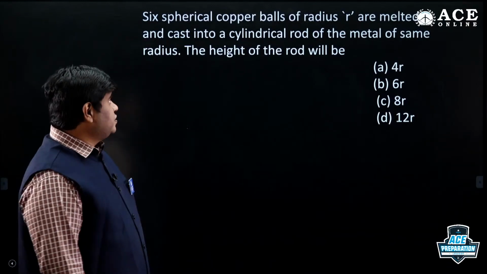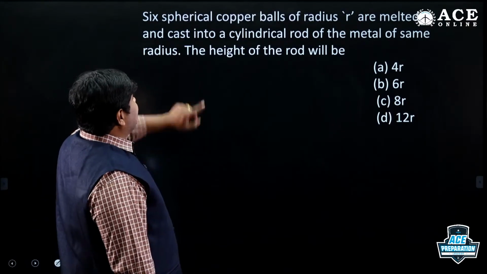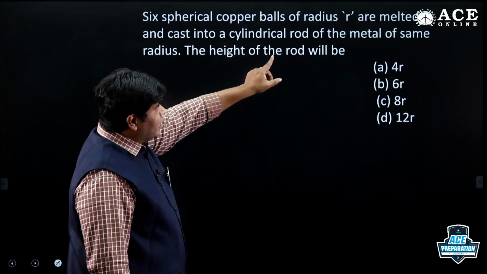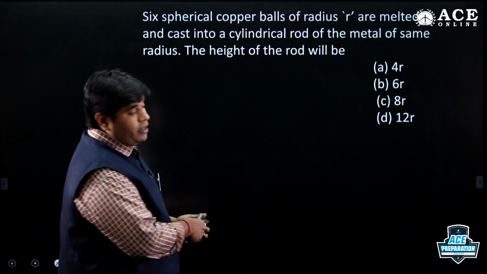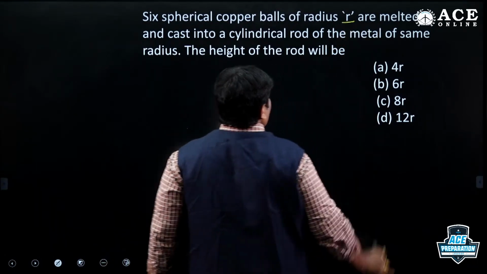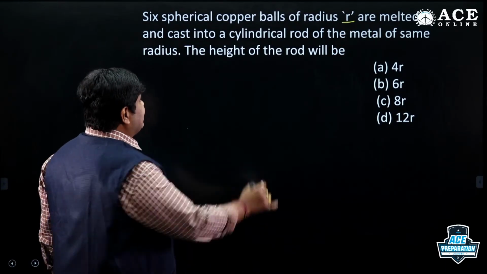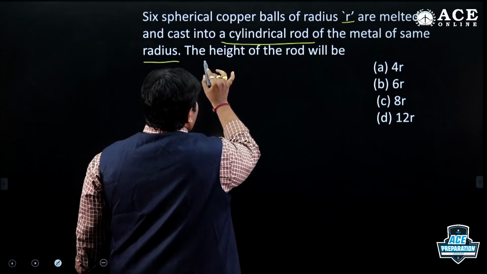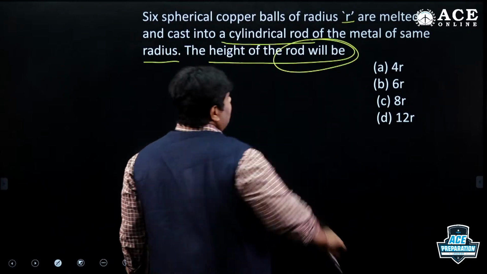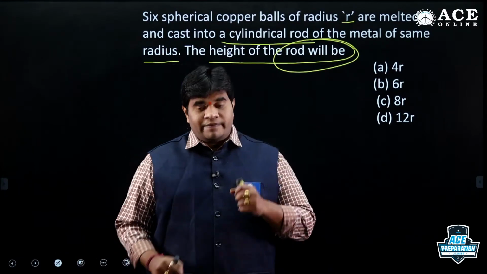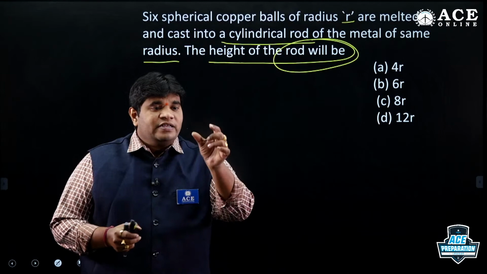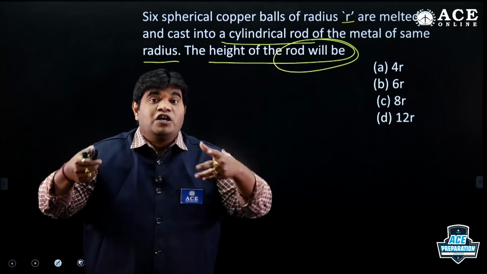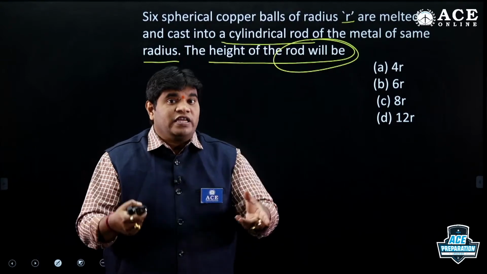You can observe the question, friends. 6 spherical copper balls of radius R are melted and cast into a cylinder rod of the same radius. The height of the rod will be? This type of question also, friends: you can take any small pieces or big pieces, and you can form a new thing.